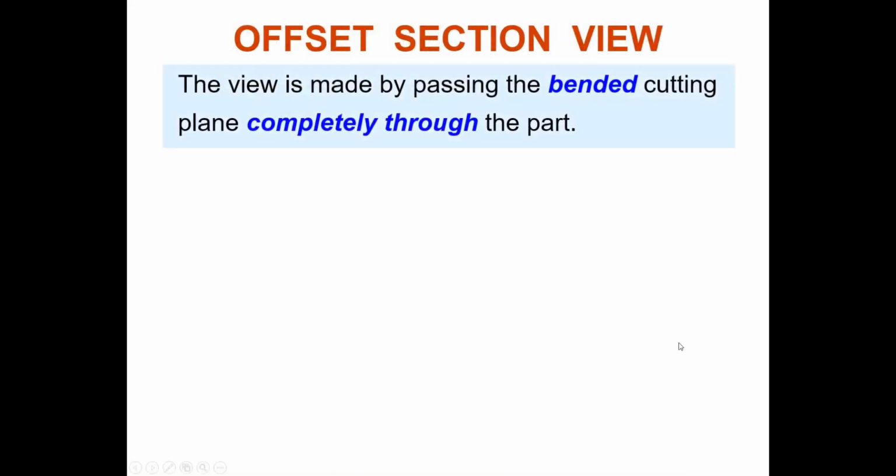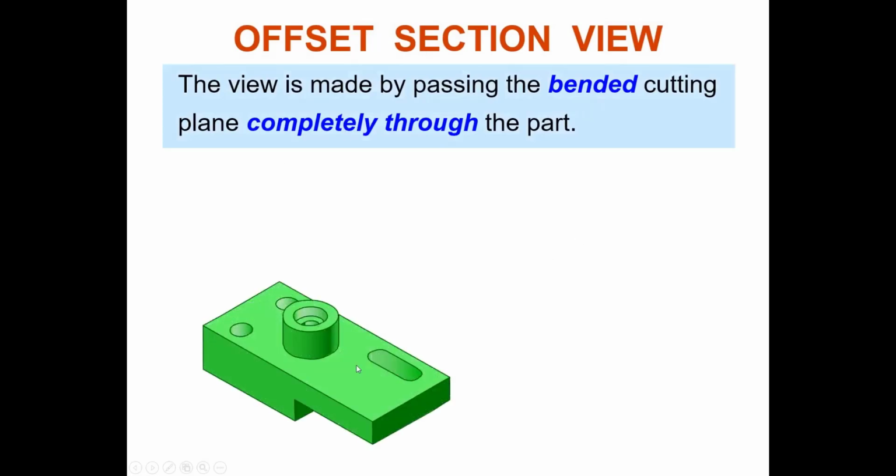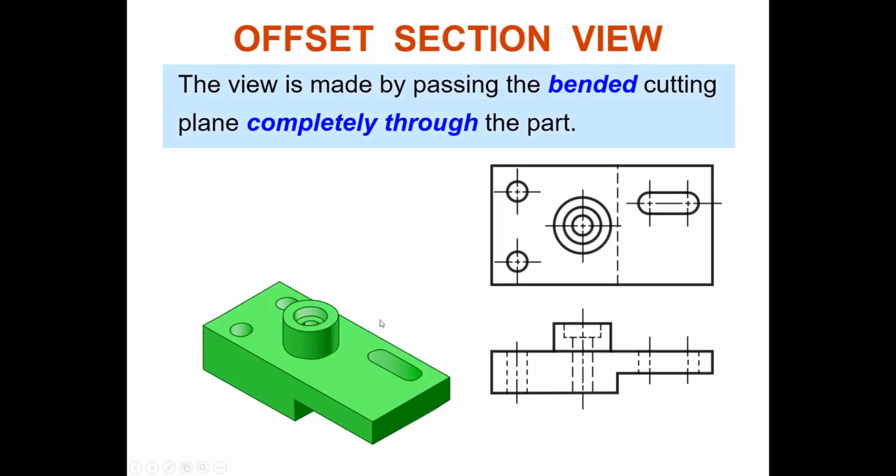Okay, an offset section view is a bent cutting plane going completely through the part. For example, you have this component, a mechanical block. We have a protruding cylinder with a C-bore inside, and we have a slot. We have two drill-through holes there. So you make a typical orthographic drawing with a lot of hidden lines, which is complicated. To make a simpler version, in this case we replace the front view at the bottom view with a section view, to remove hidden lines.